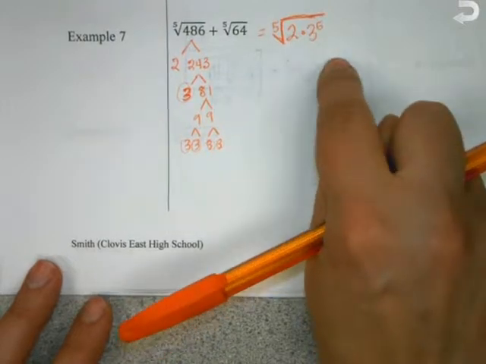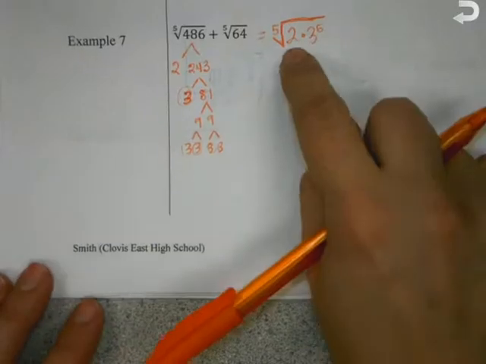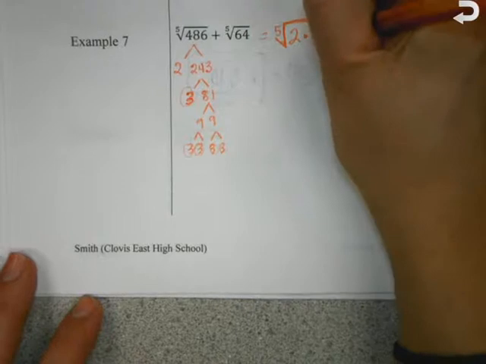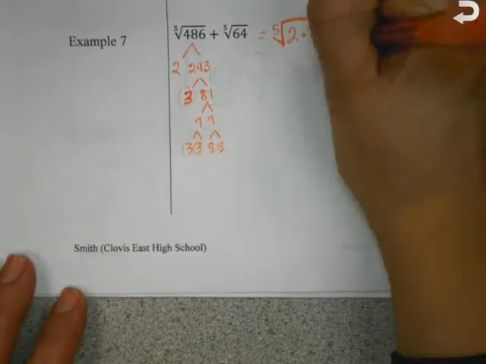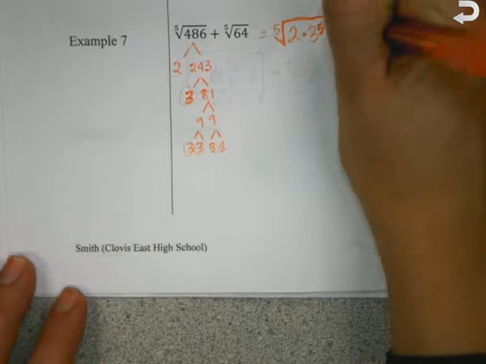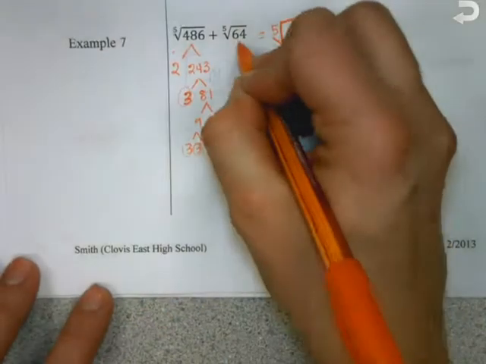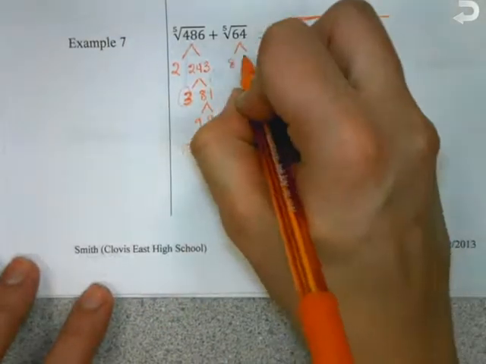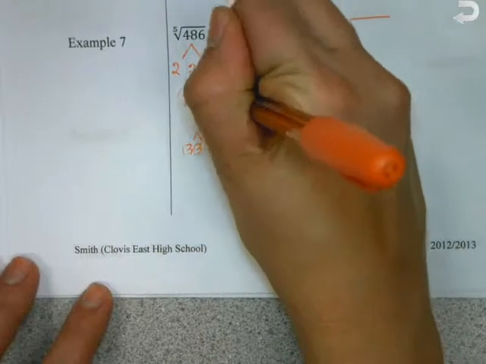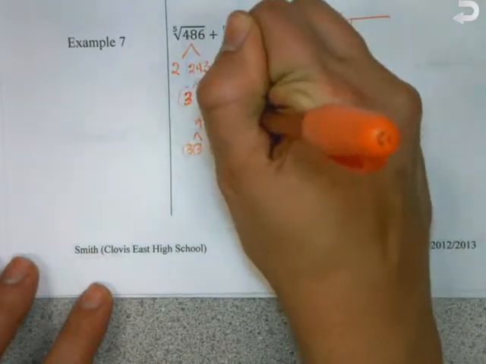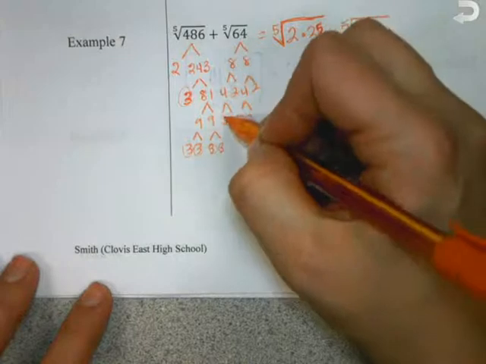Okay, plus the 5th root of 64. How can we break down 64? 8 and 8. That's 4 and 2 and 4 and 2. And 4 is 2 and 2. So how many 2's are there? 4, 5, 6. So this is 2 to the 6th.